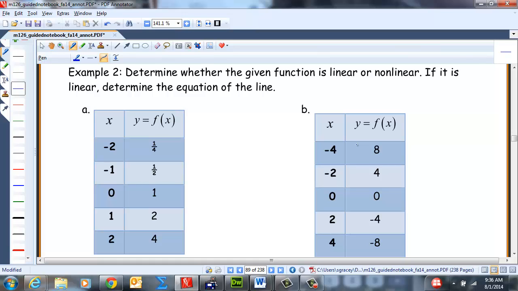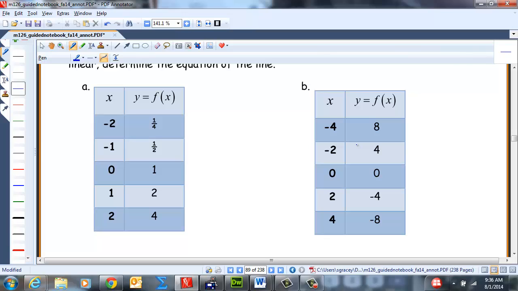If it is linear, determine the equation of the line. So we're going to use the property that a linear function has a constant slope, which means that whatever two sets of ordered pairs you use, you'll get the same slope. So let's just start out with, so we're not working with the fractions. Let's see what happens over here with these two ordered pairs.